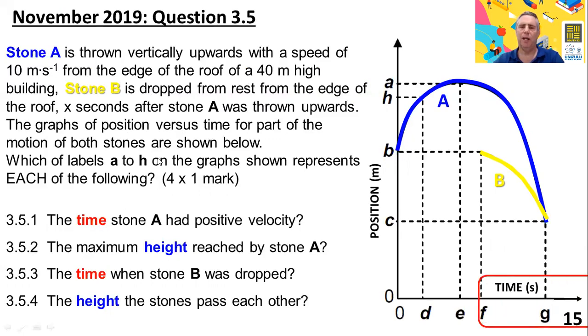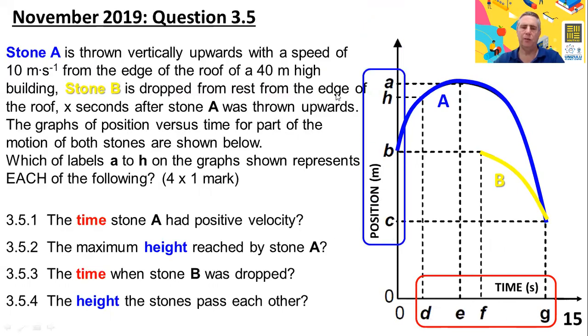Now, the times I've highlighted in red have to come from the time axis. So 1 and 3 can only have answers from D, E, F, and G. You're asked to identify 2 heights for 2 and 4. And again, they can only come from the position axis. So for 2 and 4, the answers can only come from A, H, B, and C. So let's look at the answers.